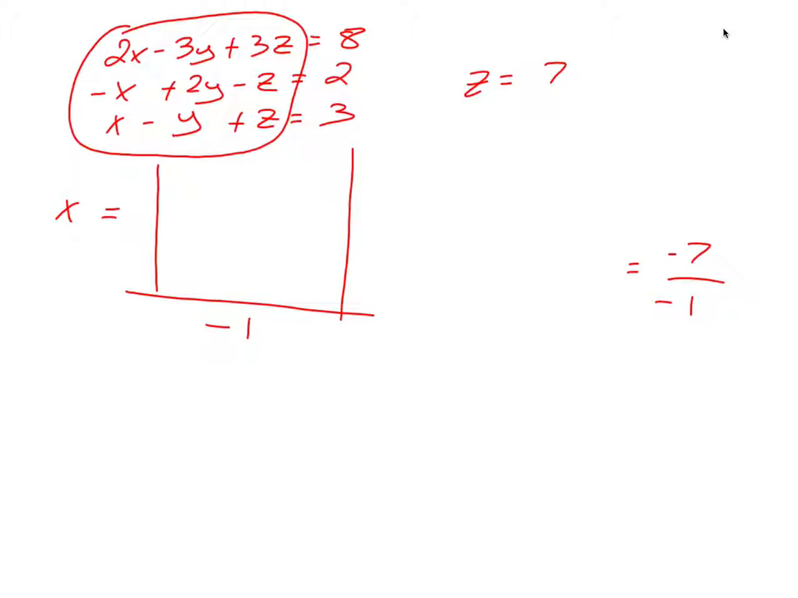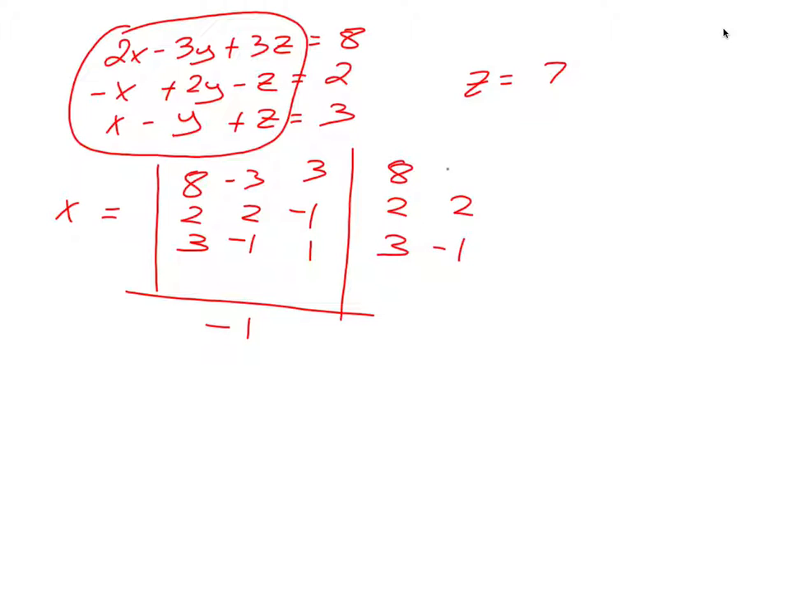So if I'm solving for x, that means 8, 2, and 3 need to go in which column? First column. So we need 8, 2, and 3. -3, 2, -1, 3, -1, 1. Repeat my columns, 8, 2, 3, -1, 2, -3.